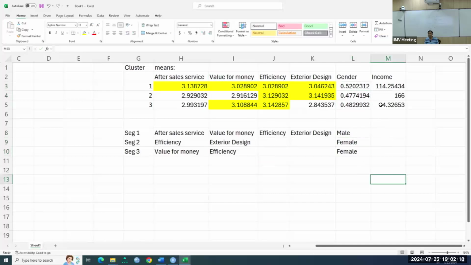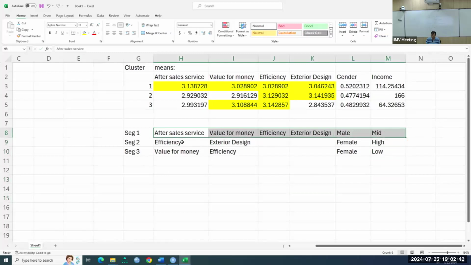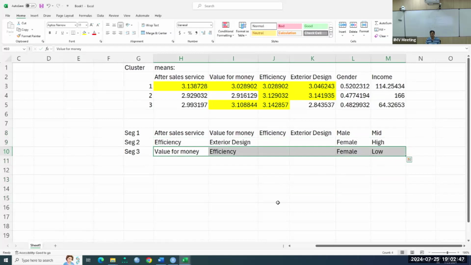Now we come to the income, relative income. For income also you can create groups. 0 to 50,000 group 1, 50,000 to 1 lakh group 2, like that you can do. Otherwise, relatively you see, this is the low income group. Segment number 3 is the low income group. Relatively, this is the mid income group and this is the high income group. So that's how I understand this is segment 1 characteristics, this is segment 2 characteristics, and this is segment 3 characteristics. So these are the characteristics of the 3 segments which we are having.